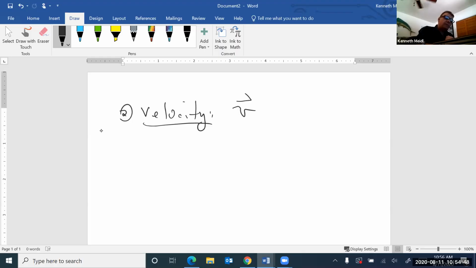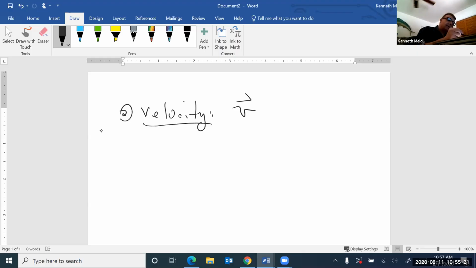And to Galileo, in words, this velocity is the rate of change of an object's position. Velocity is the rate of change of an object's position. That's something we need to memorize. We need to know those words, but those words do tell us exactly what to write down mathematically.